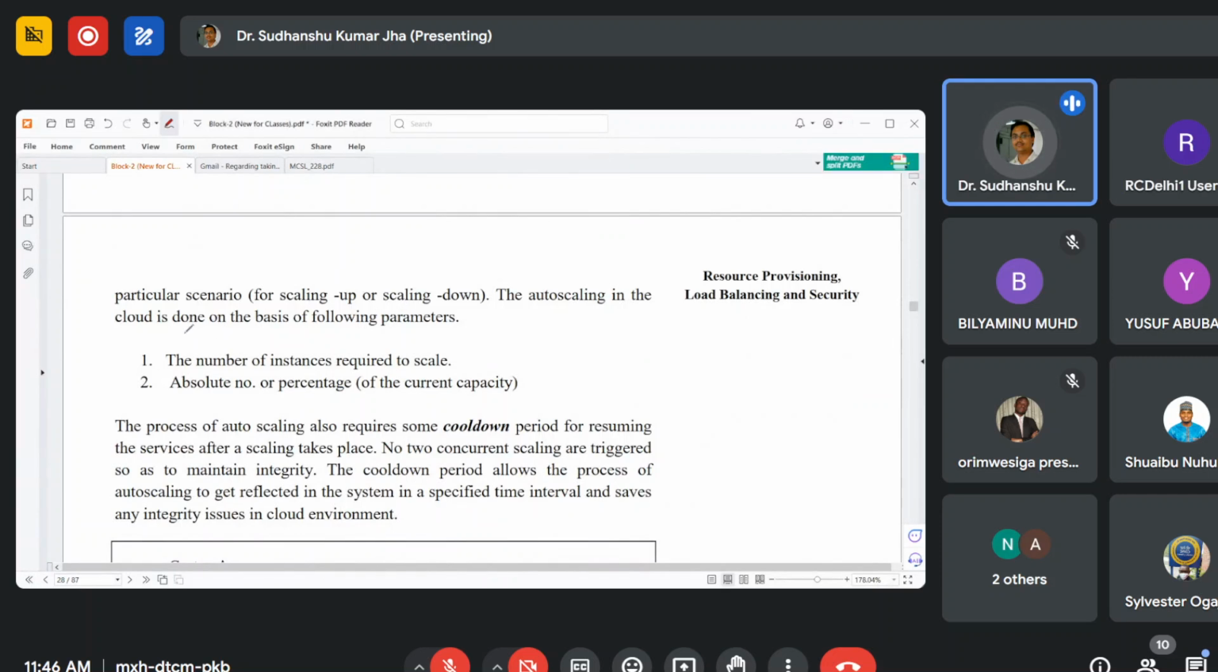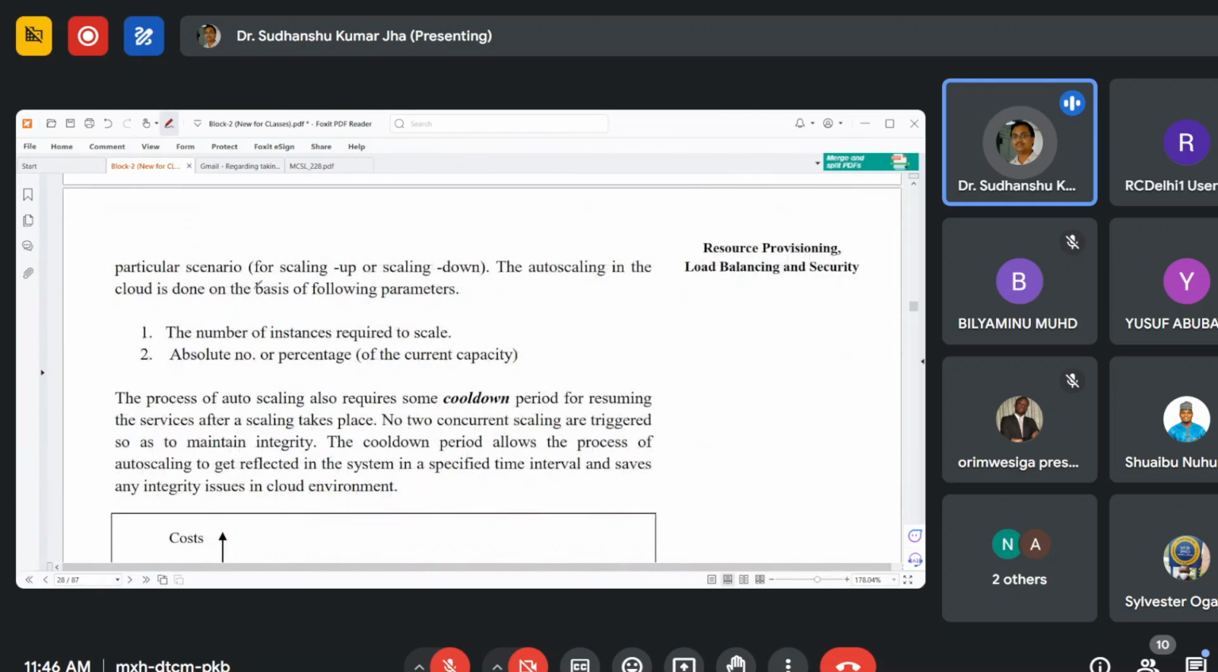In the case of auto scaling, we need to consider two parameters here. The first parameter is the number of instances required to scale, and number two, the absolute number or the percentage of the current capacity. So auto scaling means depending upon the increasing or decreasing workload, we need to estimate the number of instances required to scale. That is auto scaling.